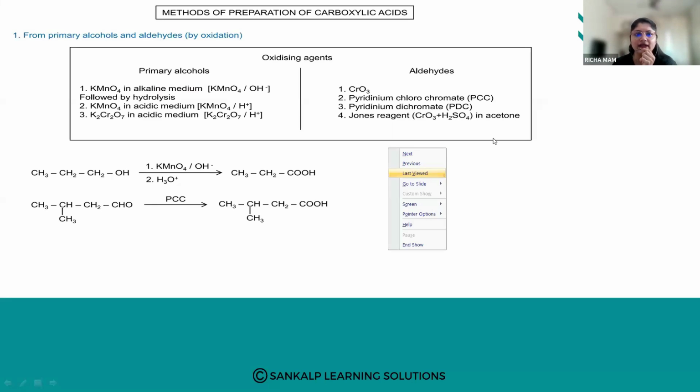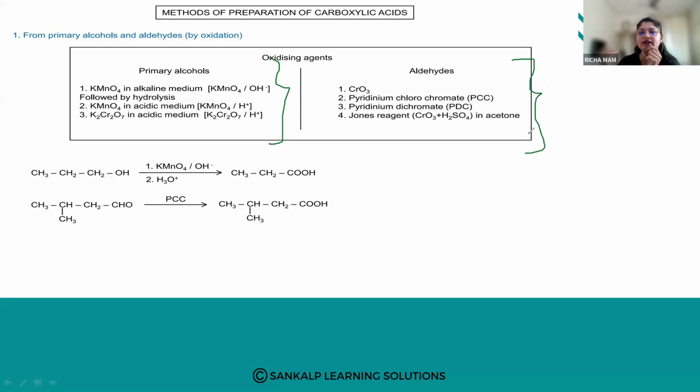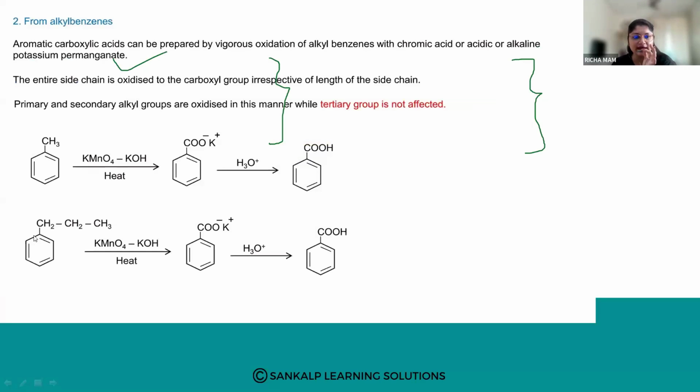Okay. So by taking the different oxidizing agents, for primary alcohols these are the different oxidizing agents, and for the aldehydes, these are the oxidizing agents which we can use for conversion of aldehydes into carboxylic acids, and this which we can use for conversion of your primary alcohol into carboxylic acid. So based on this, we have discussed the general reaction as well as the examples on this. Okay. So secondly, we discussed the second preparation, that is from alkyl benzene.